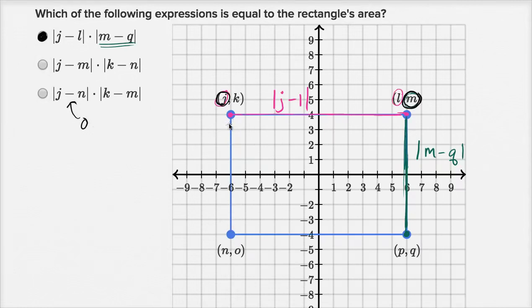If we wanted to figure out the length of this line right over here, we would have to find the absolute value of the change in our y coordinates. So the absolute value of k minus o would give you the length of this line. And if you wanted the length of this right over here, you'd want your change in x. So that would be the absolute value of n minus p, or you could say the absolute value of p minus n. But they didn't use those choices, so yeah, we feel good about that.